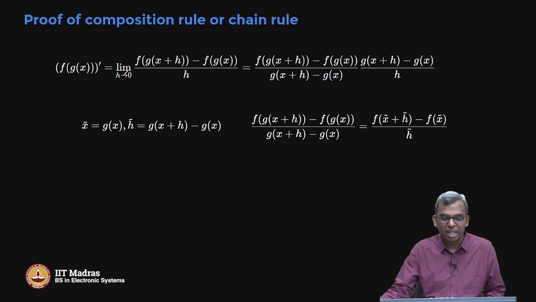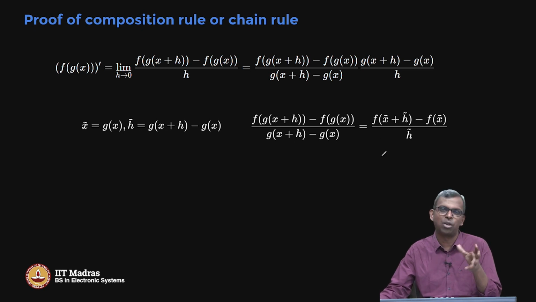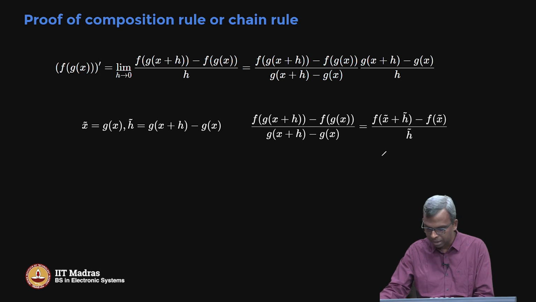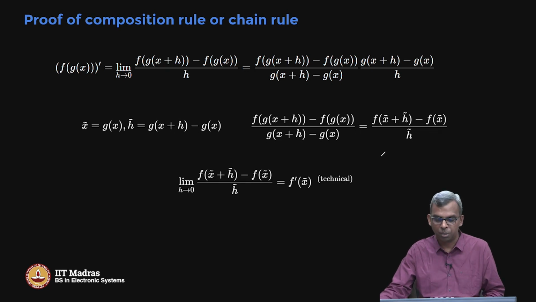But now I have to tend h to 0. But tending h to 0 and then tending h tilde to 0 are sort of the same thing. Now that needs a little bit of a technical argument. But we will skip that technical argument, and I'll simply state this as a reasonable fact that most of you will believe. The limit as h tends to 0 of this guy is also f prime of x tilde.